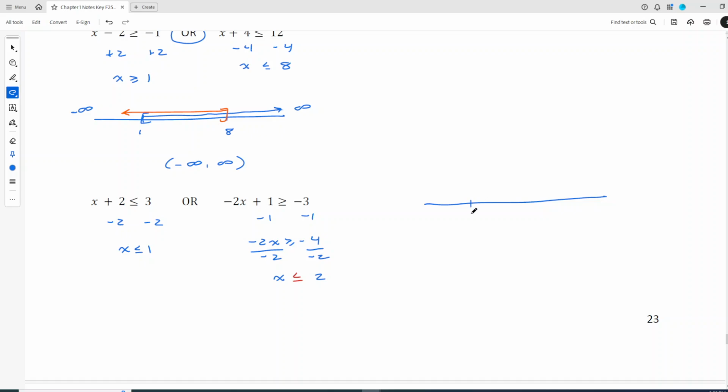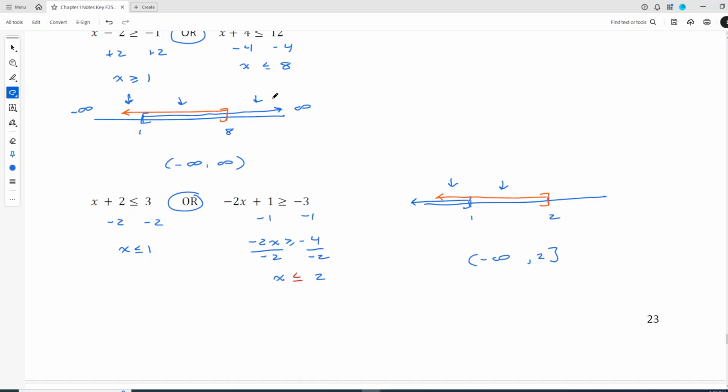X is less than or equal to 1 is smaller, and then we've got 2 is bigger. Less than or equal to 1 would be a square bracket opening to the left. Less than or equal to 2 would be also a square bracket opening to the left. Oh, I didn't change my color. Be consistent. Square bracket opening to the left. Awesome. Okay, now is this a linking word and or is this a linking word or? Since it's the word or, you're looking for anywhere there is a drawing. So it's going to be from 2 down to negative infinity with a round bracket, right? So with this one, it was anywhere there was a drawing.